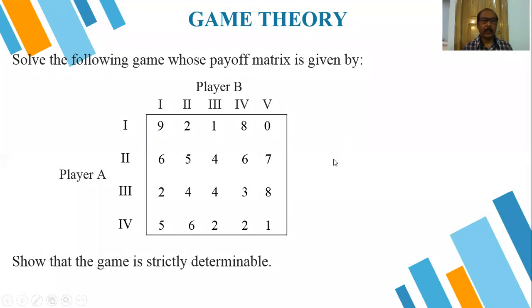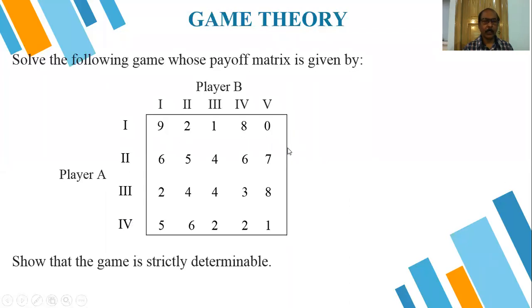Let us consider another problem to solve by the saddle point method of pure strategies in game theory. Solve the following game whose payoff matrix is given here. Player B's courses of action are 5 and player A's courses of action are 4.